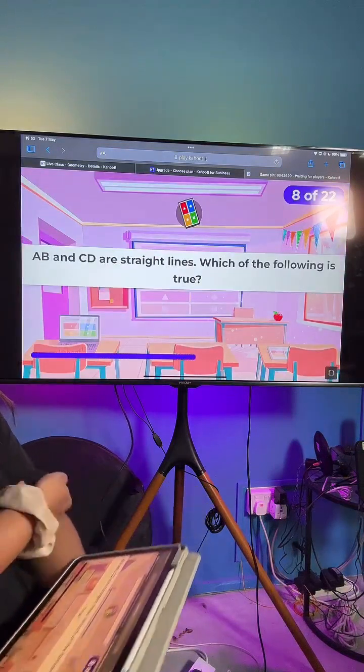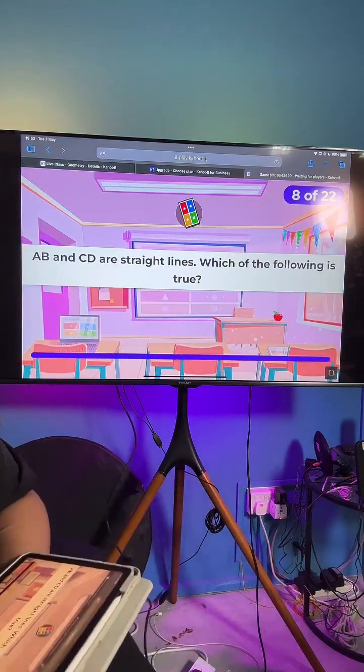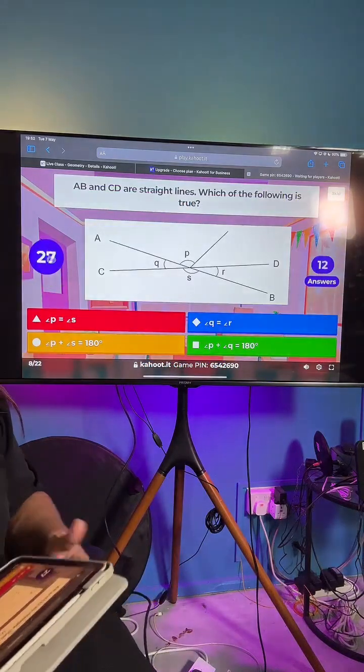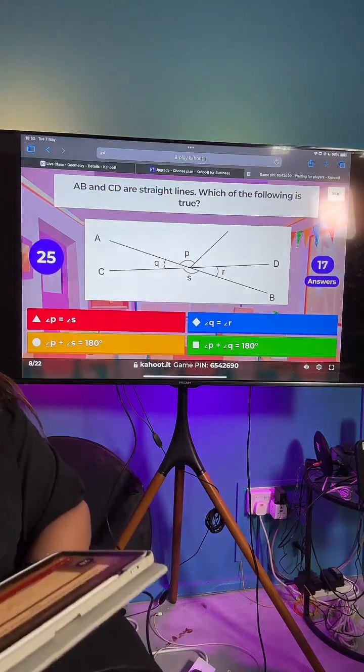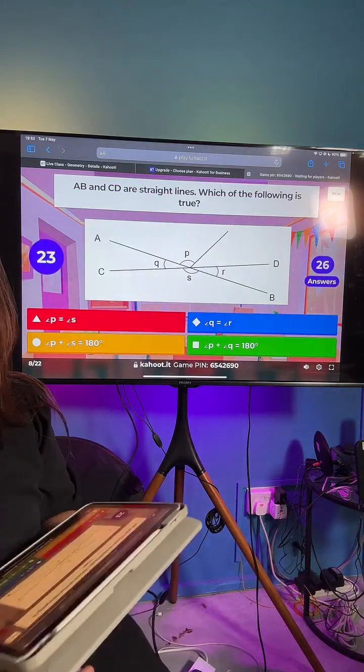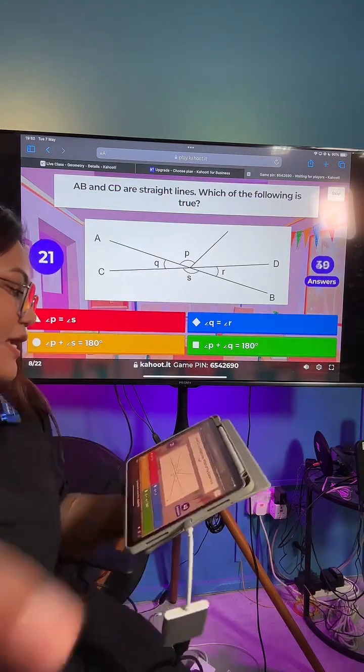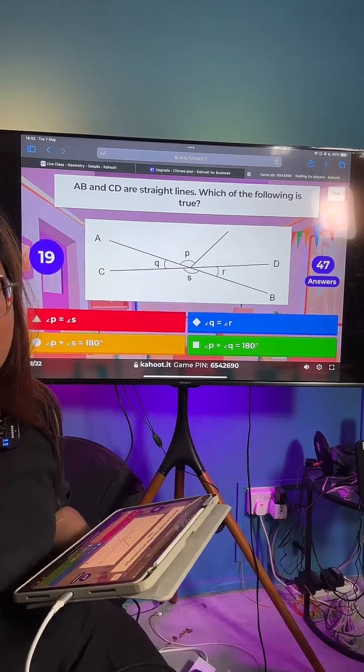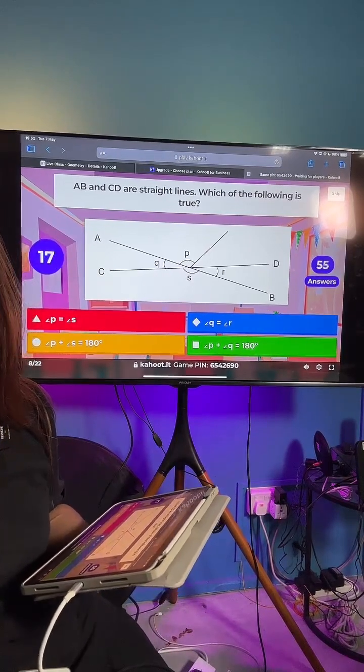Okay, next one. This next question. AB and CD are straight lines. Which of the following is true?